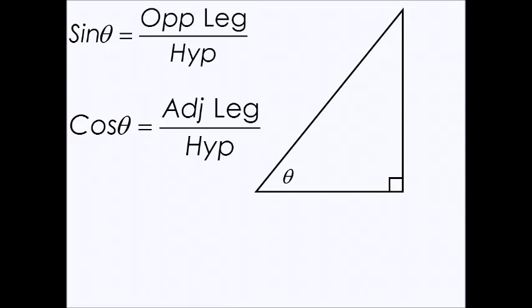Cosine of theta is defined as the side that's adjacent to theta divided by the hypotenuse. This is the side that is adjacent to theta. This, again, is the hypotenuse. And we know that it's a hypotenuse because it's across from the right angle.